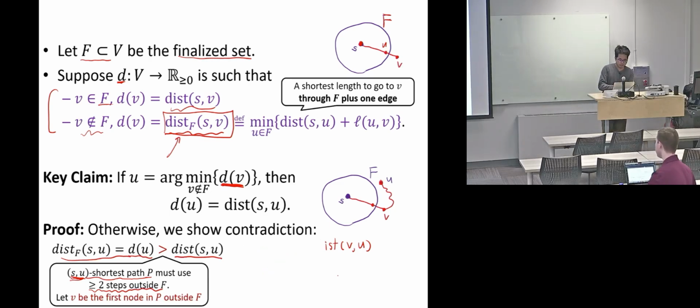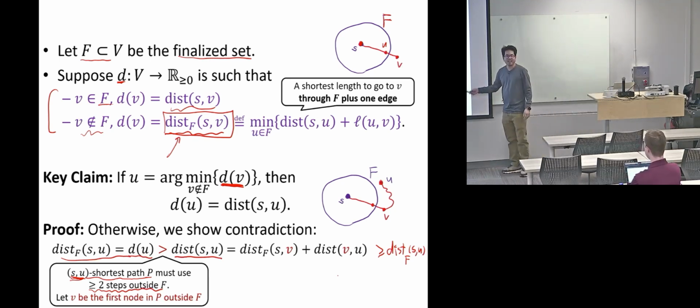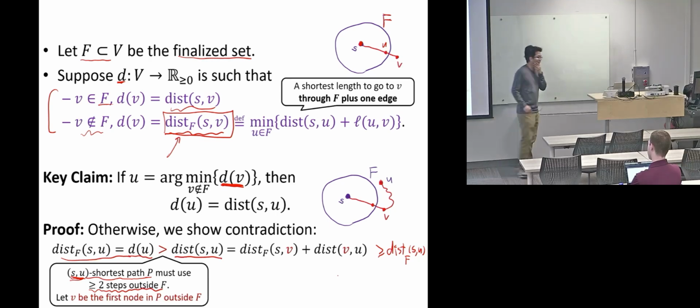So far, what do we have? We have this. Now I'm going to try to derive a contradiction. I claim that this whole thing is actually at least F of SU. And if we can show this, then we are done. Because you get this guy is greater than the same guy. So something is wrong. Kind of a contradiction. Why is this the case?